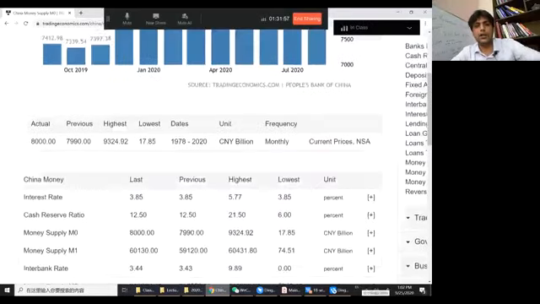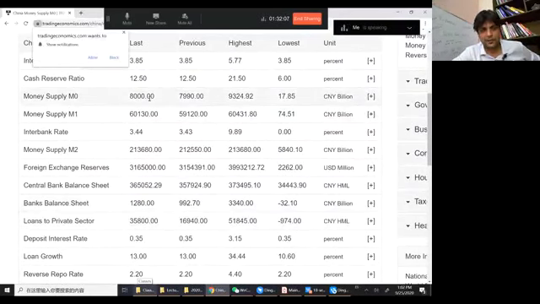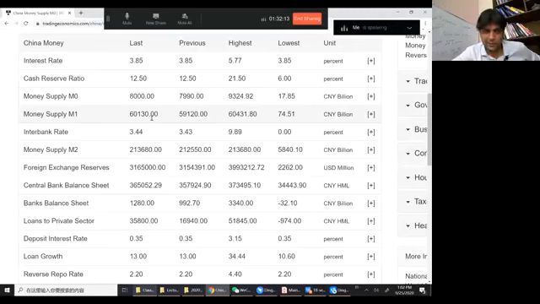Now below there are some financial statistics, which can be helpful. If you need the data, you can get it from here. So that's the 8,000 last. Now let's see about M1. M1 last was 60,130 billion RMB, in CNY billion. And then the interbank rate: when a bank issues something within itself, that's that rate.